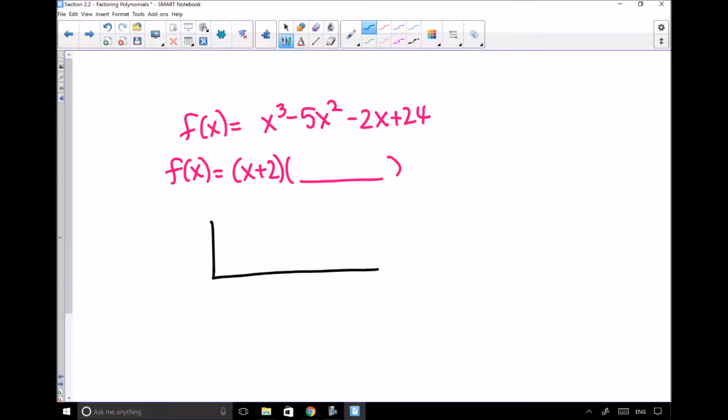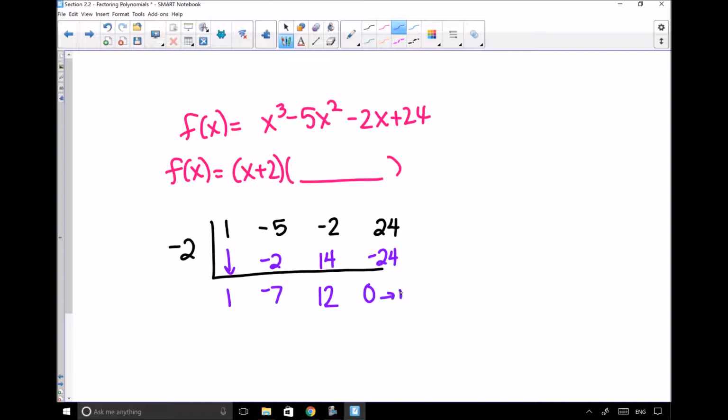So for synthetic division, I know that my a value is negative 2, so I'm going to put negative 2 here. My coefficient for my cubic term, or my third degree term, is 1. My second degree term is negative 5. The first degree term is negative 2, and the 0 degree term is 24. So I bring down the 1. 1 times negative 2 is negative 2. Negative 5 and negative 2, I add them together, is negative 7. Multiply negative 7 by negative 2, you get 14. Negative 2 plus 14 is 12. 12 times negative 2 is negative 24, so I get a remainder of 0, which is exactly what I want. So now I know that what goes inside of here, since this right here is my remainder, right?